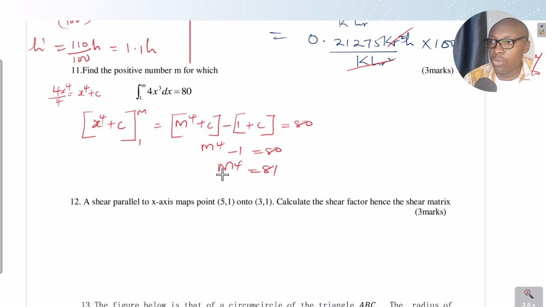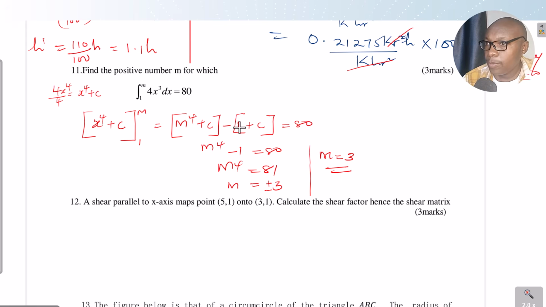So you get the fourth root of m, which is m, then the fourth root of 81 will give 3. So this one can give either positive or negative 3. So find the positive number. You're supposed to find the positive number because you have two values, one is positive, the other one is negative. m should therefore be positive 3.